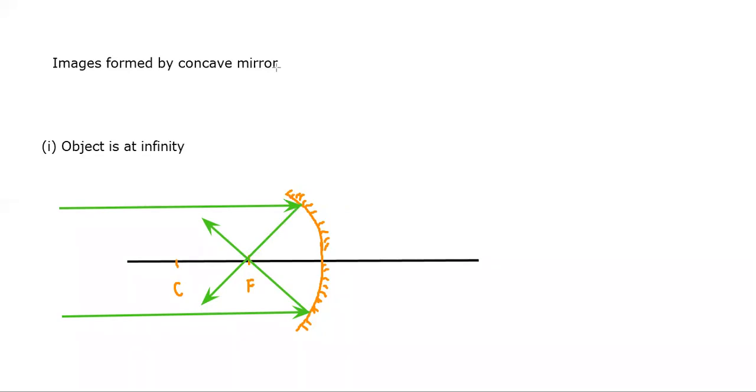So in this case, we will write down, the image will be formed at the focus. Understood? So this is the ray diagram to show where the image will be formed if the object is at infinity. And you have to remember that any ray parallel to the principal axis passes through the focus after reflection. Okay, let us move towards the second case.